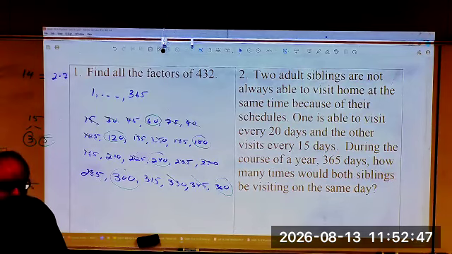6. Because who knows, maybe they started in February. So from that day till the next February, it still would be 6 times.